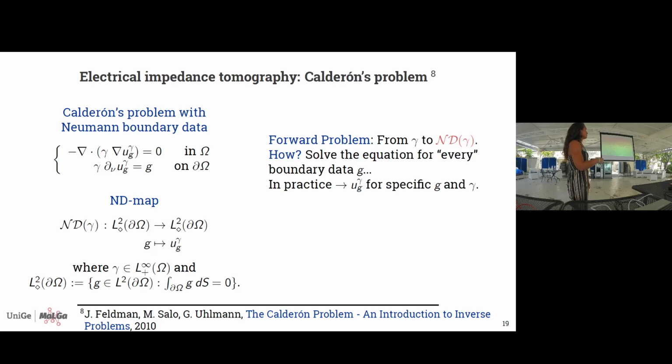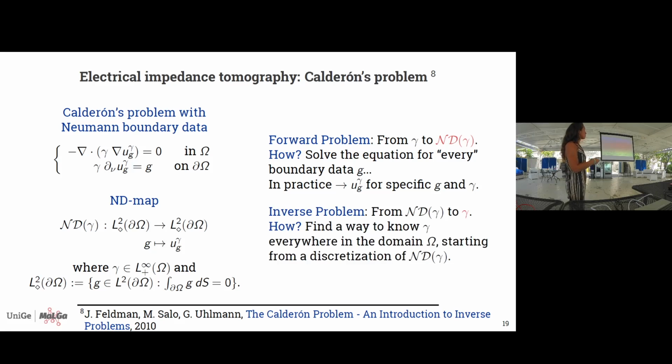As I said, the forward problem is to find the Neumann to Dirichlet map from gamma. So what we have to do is solve this equation for every boundary data G. But in practice, we are not interested in this problem, and if we have to solve an equation like this, we have the boundary data G. So we don't want to do this computation for every boundary data G.